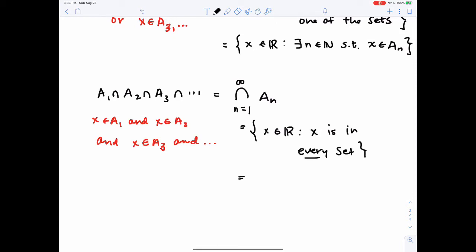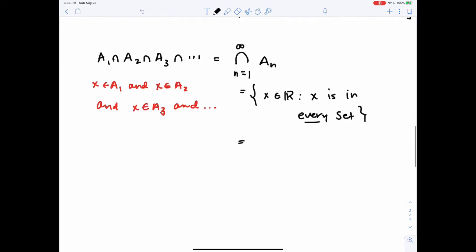And which quantifier am I using now? So before I was using the existential quantifier when talking about union. In this case, I'm using the universal quantifier, my for all quantifier. So the intersection should consist of all x in R such that for all n in the natural numbers, x is in A sub n.